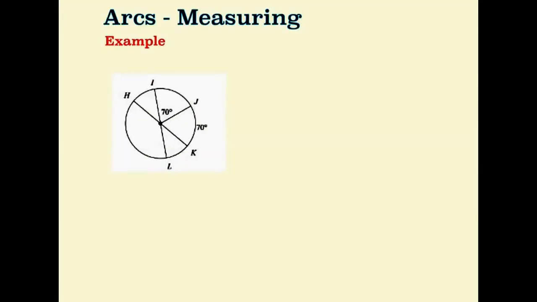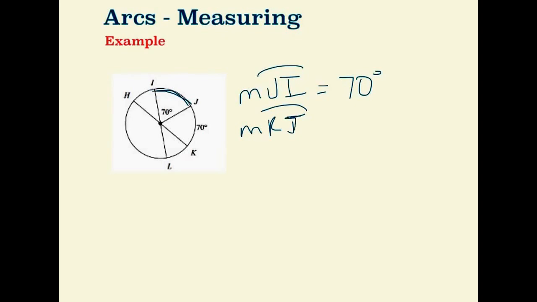In this example, we can talk about a couple of different measurements. The first one: I can talk about the measure, I put that M there so we know we're talking about a number, of arc JI, which is here, equals 70 degrees. The measure of arc KJ is also 70 degrees. So just like segments and angles, we can add arcs together.